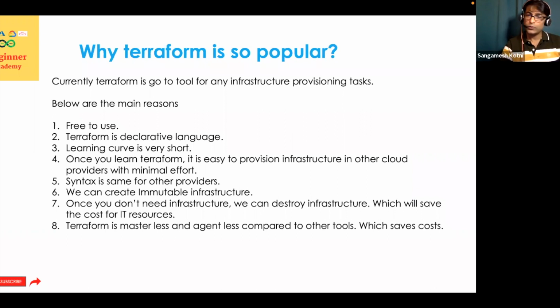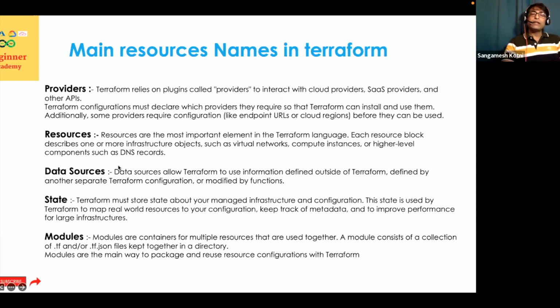So now let us go to the next step. Next topic: main resources, resource names in Terraform. These are all the main ones, but the main 5 are there. Apart from this, there are many others. If you go to the Terraform official website, you would be able to see it.